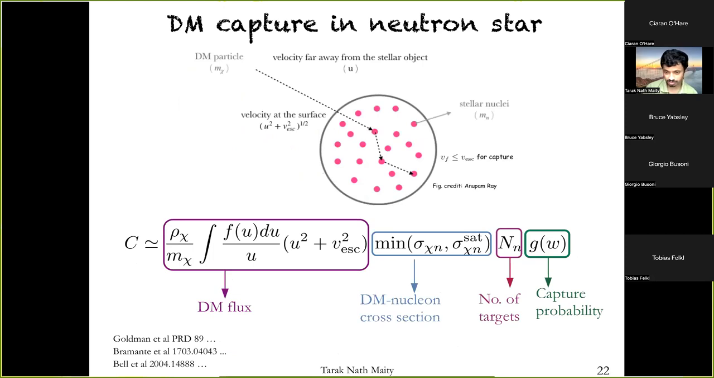Let me briefly say a few words about what dark matter capture is. Let's say this is a celestial body, and because of the steep gravitational potential of the celestial body, a dark matter particle of mass m chi and velocity u could be gravitationally attracted towards the celestial body. And when it reaches the surface of the body, its velocity should be something like this.